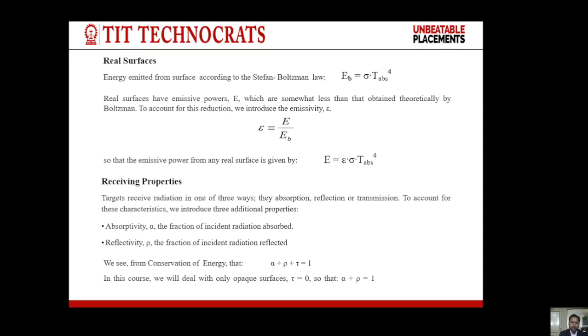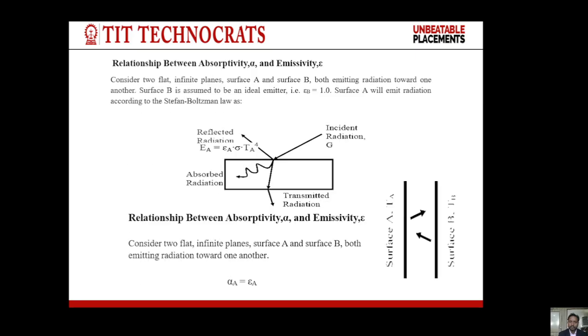Receiving property, absorptivity alpha, and reflectivity rho, and another one is... Okay. So absorptivity is the fraction of incident radiation absorbed, and reflectivity rho is the fraction of incident radiation reflected. So there is a conservation of energy: alpha plus rho plus tau is equal to 1. Tau is the transmissivity, the radiation transmitted through the surface.